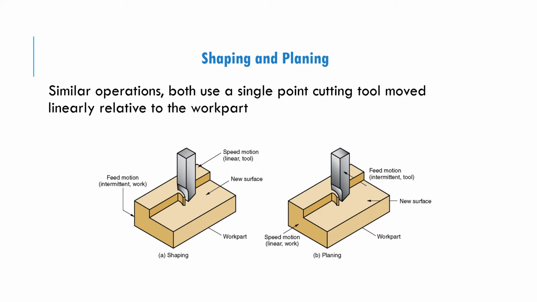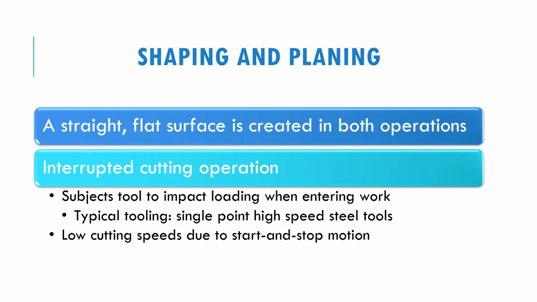Apart from the conventional processes that we saw previously like milling, turning, and drilling, there are also shaping and planing processes. Shaping and planing are similar operations. Both of them use a single point cutting tool which moves linearly relative to the work part in order to make a flat surface. But there are some differences between shaping and planing. Let us look into the similarities of shaping and planing first.